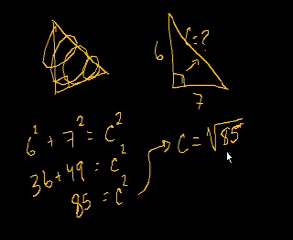And if we actually wanted to estimate what that is, well, let's think about it. The square root of 81 is 9. And the square root of 100 is 10. So it's someplace in between 9 and 10, and it's probably a little bit closer to 9. So it's 9 point something. And that's a good reality check. That makes sense. If this side is 6, this side is 7, 9 point something makes sense for the side that length. Let me give you another problem.